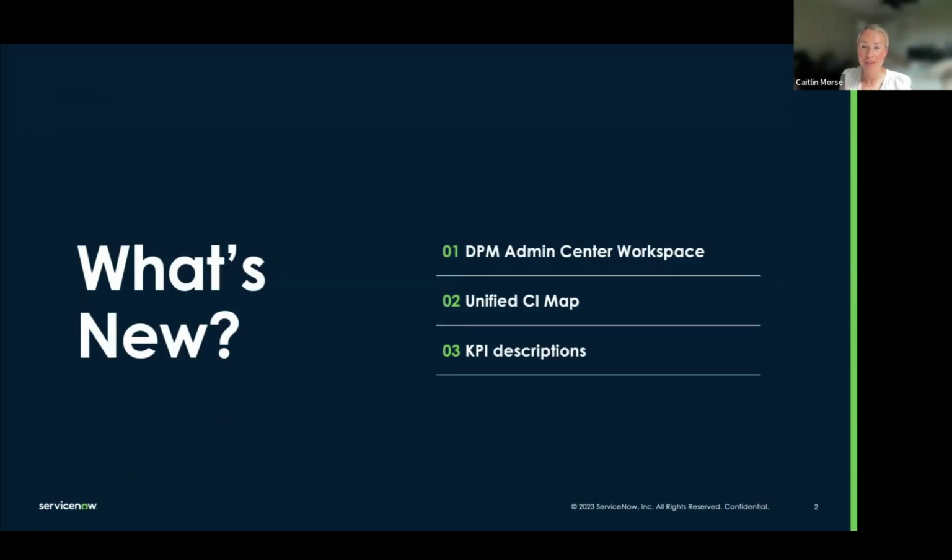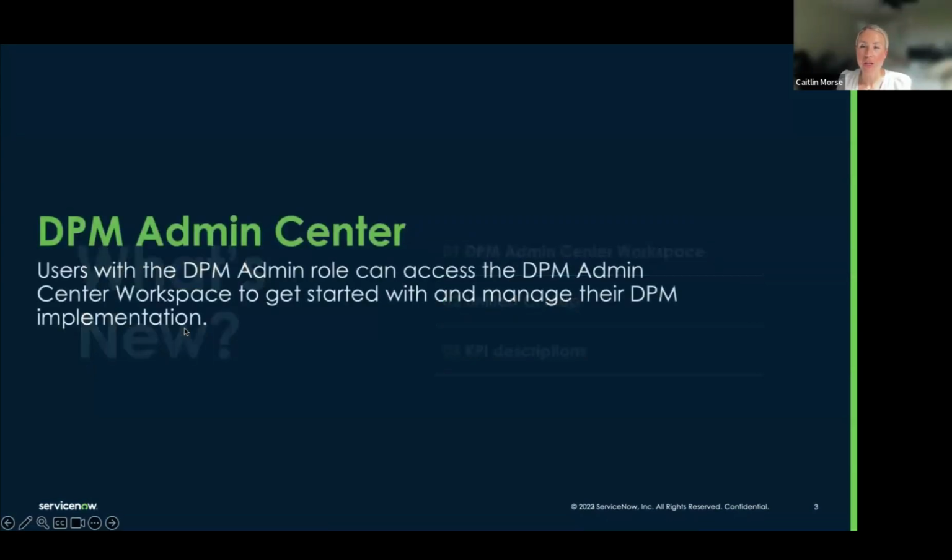We have three key features that we want to highlight. The first is our new DPM Admin Center workspace. We also have a unified CI map integration, which is replacing our existing relationship map. And then we've also introduced KPI descriptions. So we're going to first talk about the DPM Admin Center.